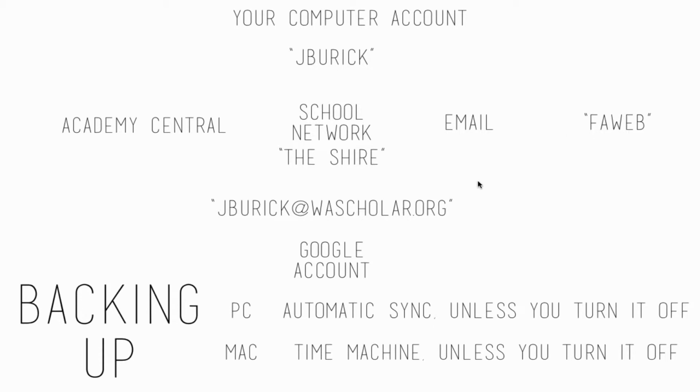Now, for your WA Scholar account, this is your Google account. So I had mentioned this in the previous video as well, but each teacher here has a Google account that ends with wascholar.org. Every student also has a Google account that ends in wascholar.org. So my personal one is jburek at wascholar.org, and then the password for that could be different than your main computer account. You can set them up with both the same password, that's fine, but it is possible. My Google account password is actually different than my main computer account password.